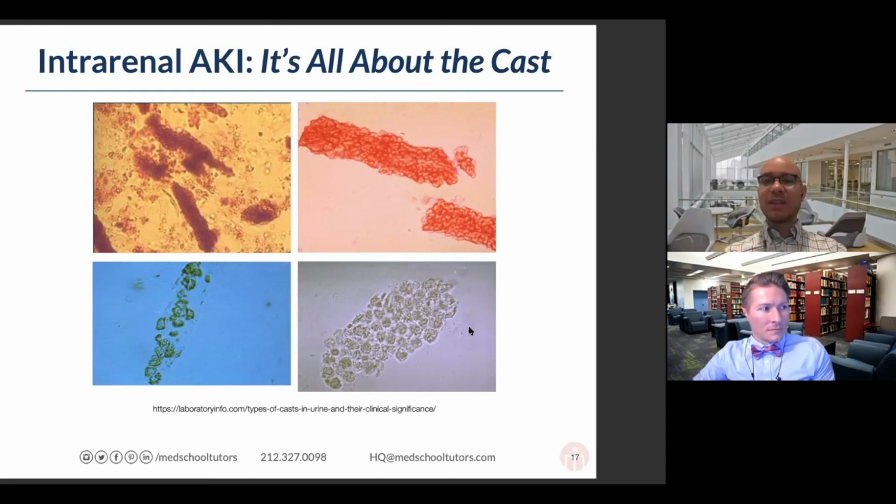So if you see red blood cell casts, you're already thinking glomerulonephritis. Now, in the bottom left, what we see are white blood cell casts. What disease do you classically associate with white blood cell casts? Beautiful. Acute interstitial nephritis. And I saw someone in here putting something that's really common clinically.